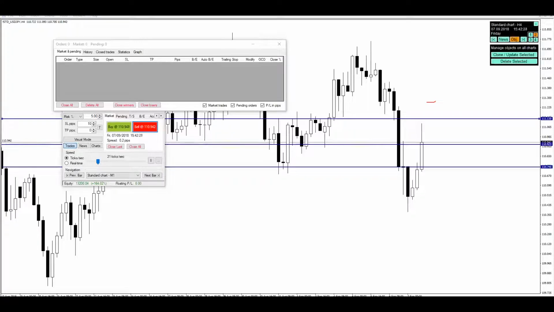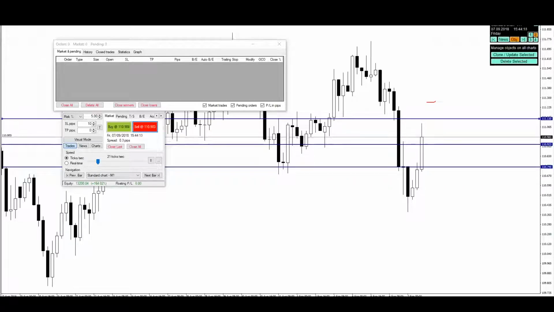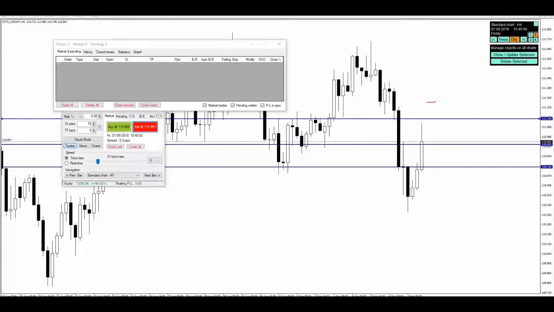September 2018. What happened in September? Bullish market. Bullish numbers. In orders. Now we're going to go to October 2018.